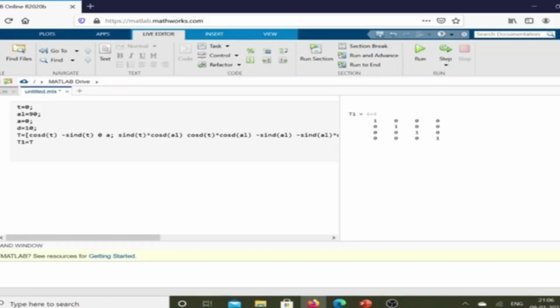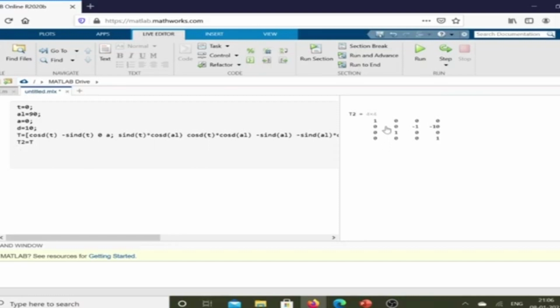Okay, so now I'm going to put this in, and I'm going to say that T2, this is my T2, is equal to this number. Okay, so now if I run it, you'll get the matrix T2. Okay, so this is the matrix T2.